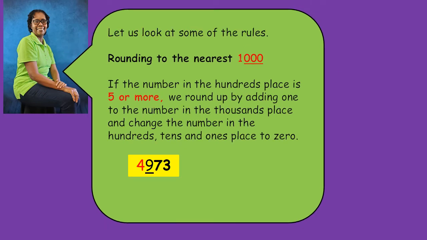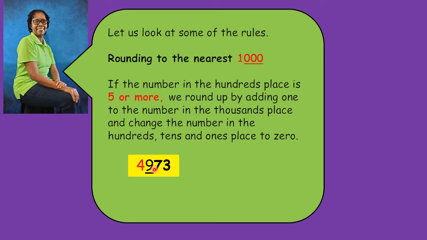We are still rounding off to the nearest 1,000. But this time, we are going to look if the number is 5 or more. All right, so we are finding our place. So this is the thousands place. We look to the right, the number that is exactly beside the thousands place, which is your hundreds place, and we realize that it's a 9. So we know that it is 5 or more. So this time we are going to round up.